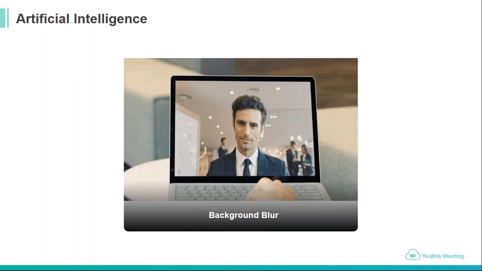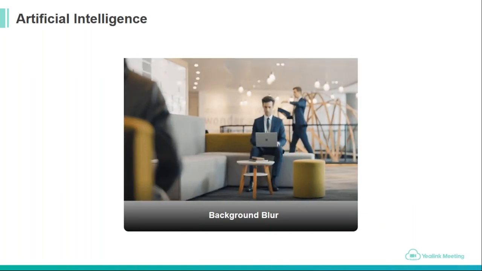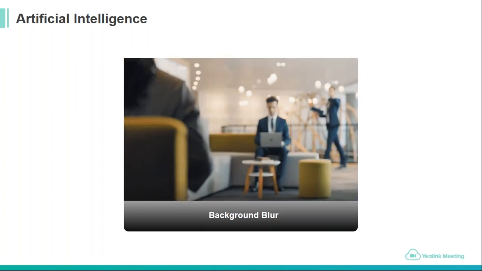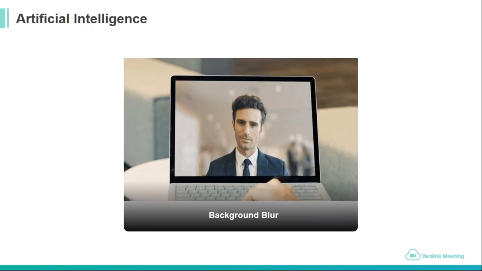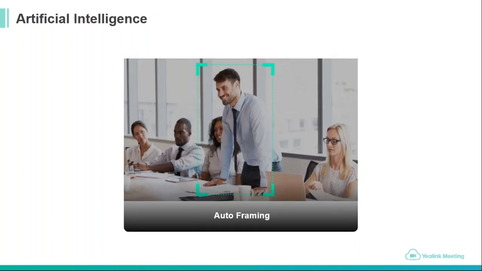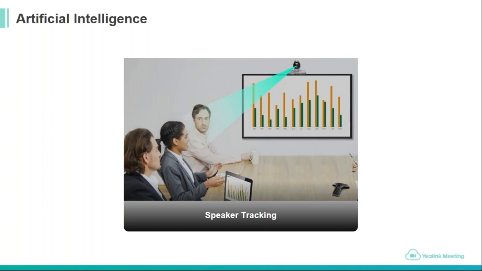Together with Yealink devices, Yealink Meeting supports these AI features to improve meeting experience. Background blur, so only the person's image will be displayed clearly. This feature makes it comfortable to have a video meeting in some private space. Auto framing: the camera will automatically zoom in or zoom out according to how many people are in the meeting room. If there's only one, the camera will zoom in to display a big picture. If there are multiple people, the camera will zoom out to ensure all people are included in one picture. Speaker tracking: the camera will automatically zoom in to the person who is speaking.